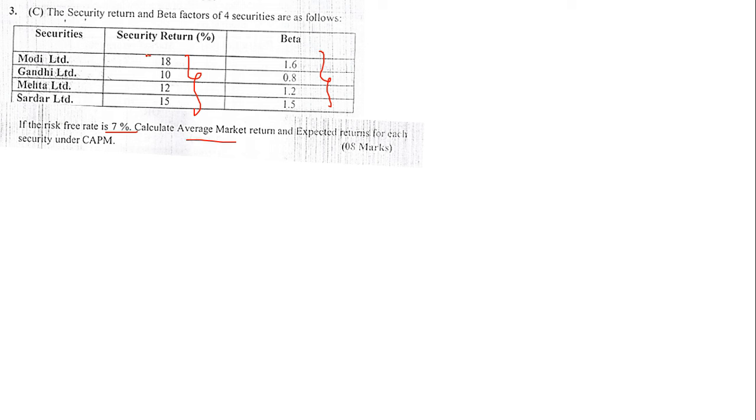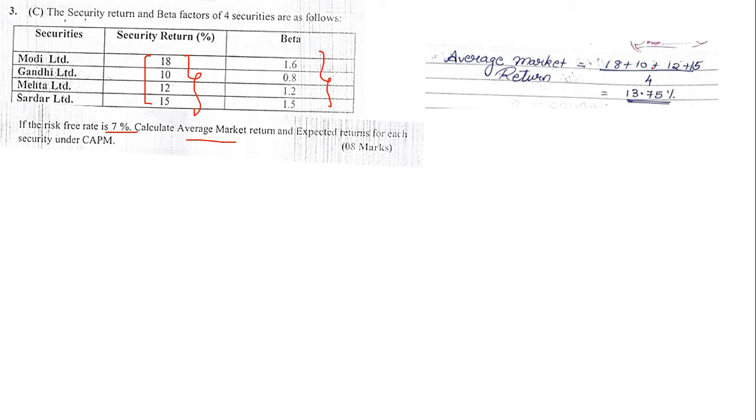Average market is nothing but the sum of all the returns divided by the number of returns. So it will be 18 plus 10 plus 12 plus 15 divided by 4. So we get 13.75. That is the average market return. Now we need to find the expected return for each of the securities.